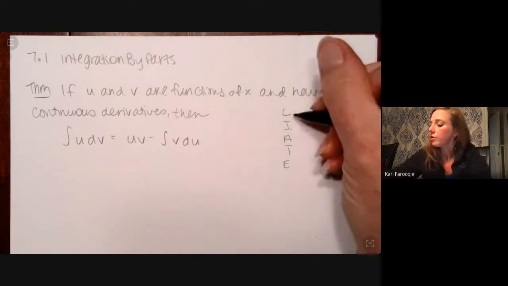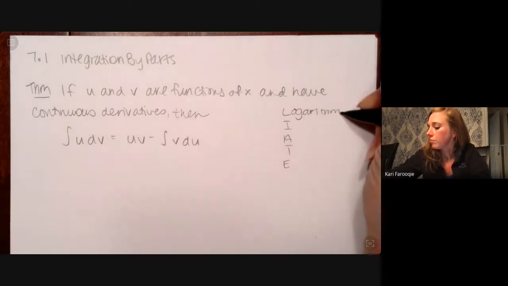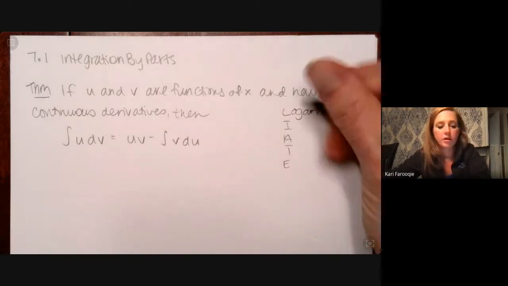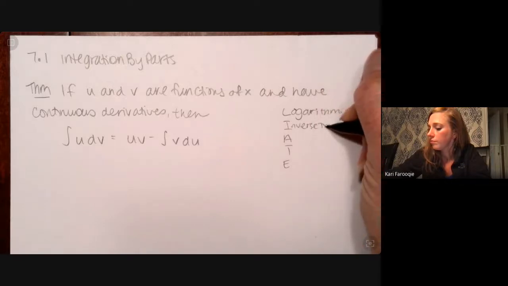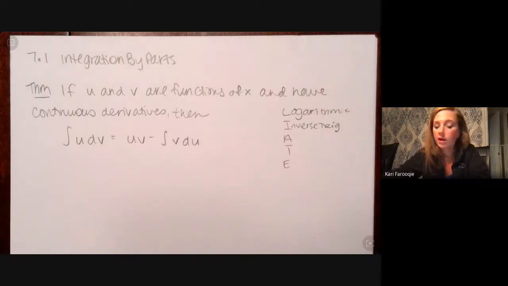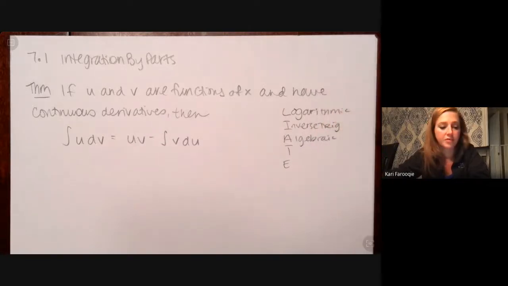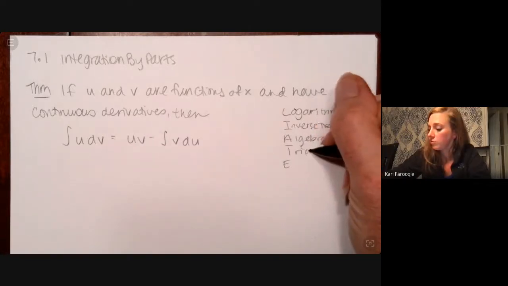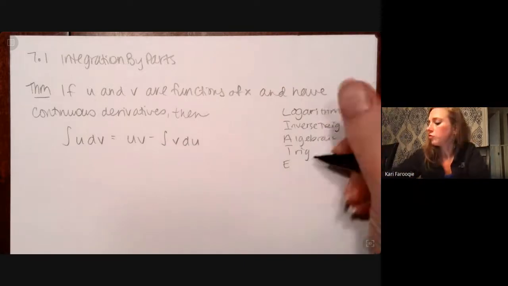The L is for logarithmic. The I is for inverse trig. The A is for algebraic. The T is for trig. And the E is for exponential.